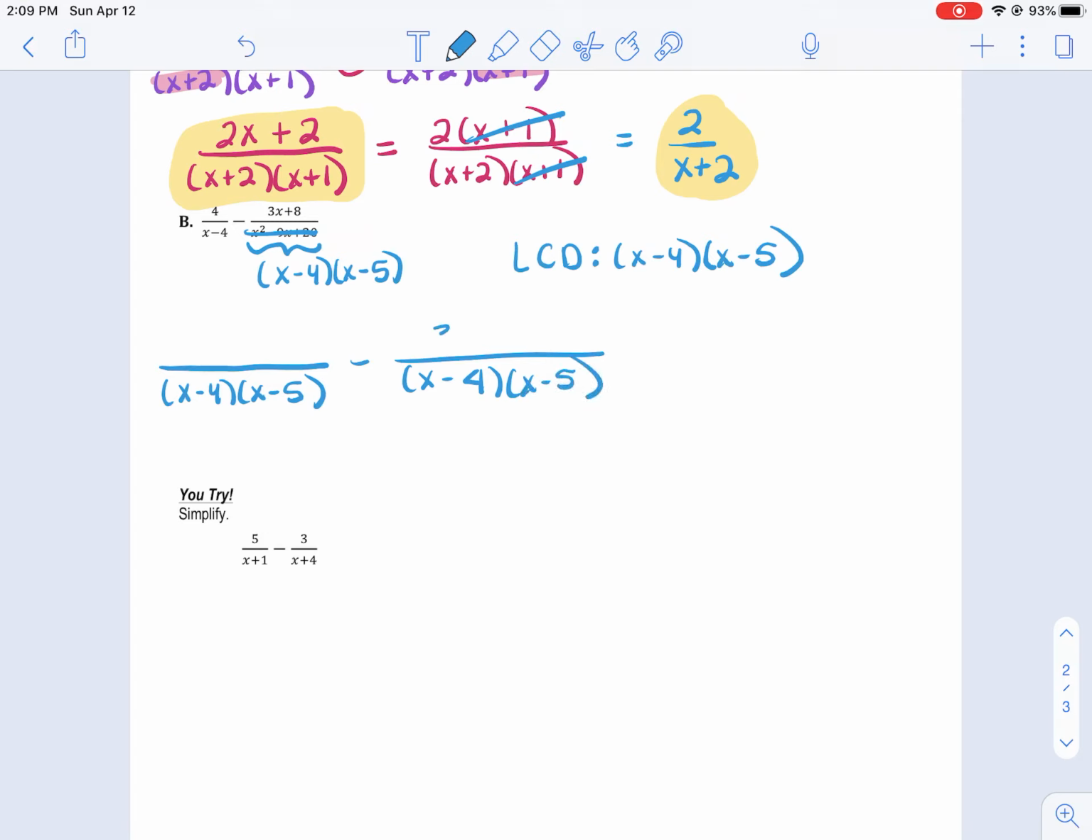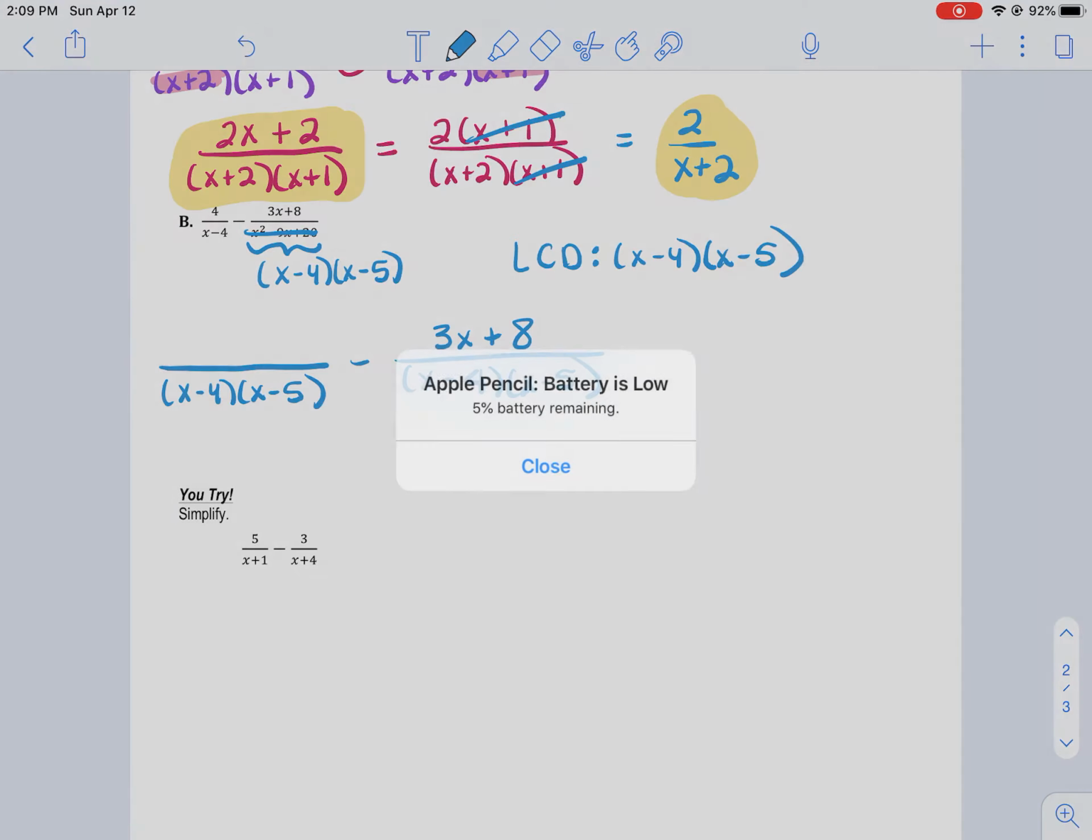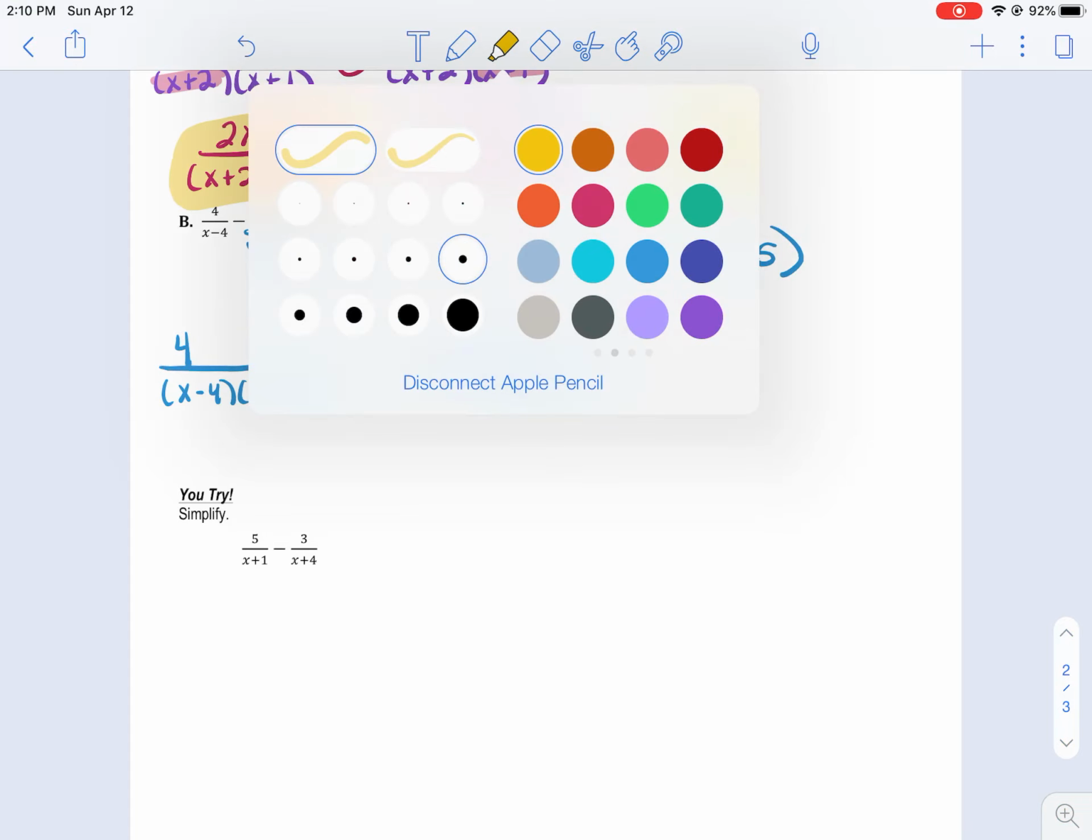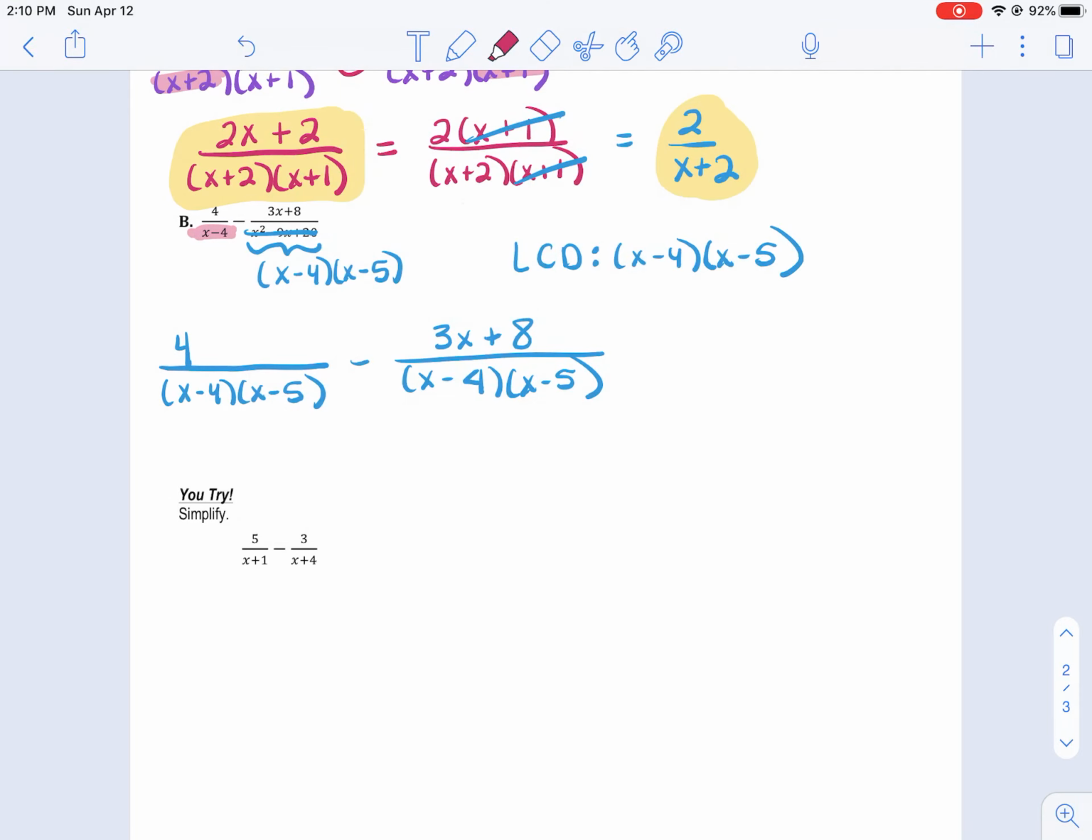Okay, and notice that second fraction did not change. That denominator did not change, so I'm going to keep my 3x plus 8 on the top. And then for the first one, I started with a 4, and then look at what did we do to the original denominator, x minus 4. We multiplied it by x minus 5. Okay, so distribute the 4 to get 4x minus 20.